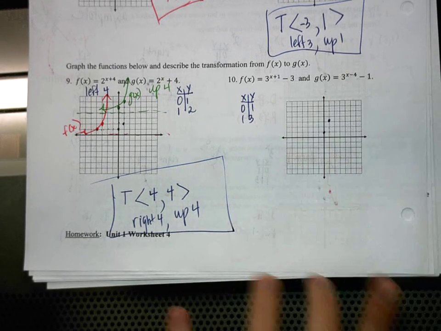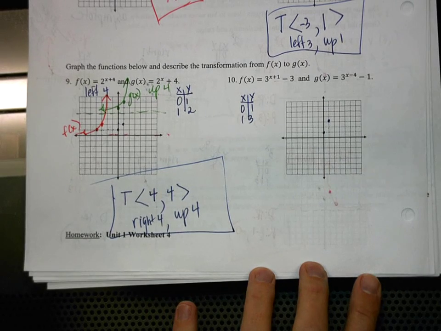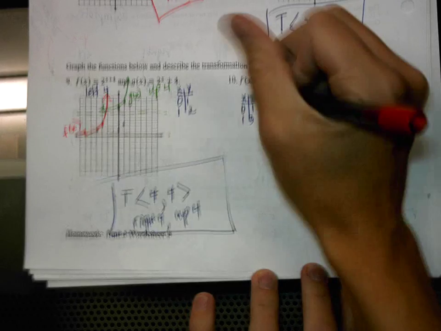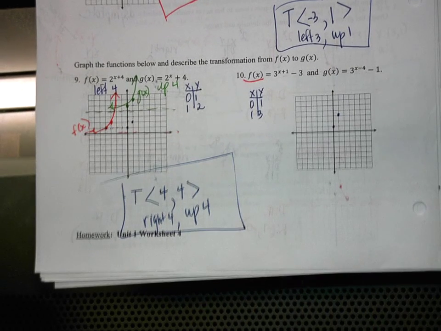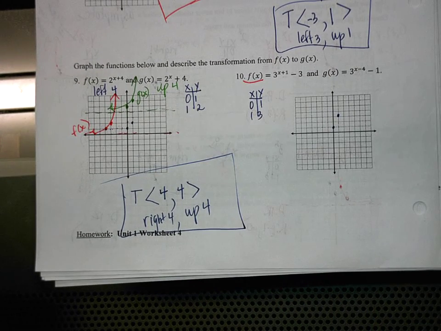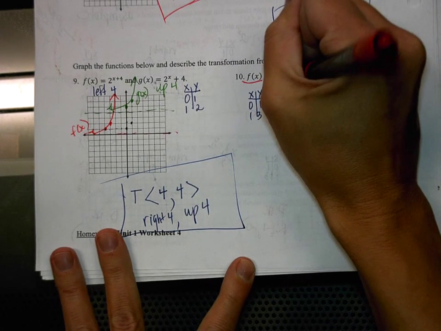F of x now I'm going to do in red. Okay? So, yes? Oh, okay, I see. Never mind. I'm stupid. No, you're fine. Okay, how am I going to shift my f of x function? Left 1 and down 3.